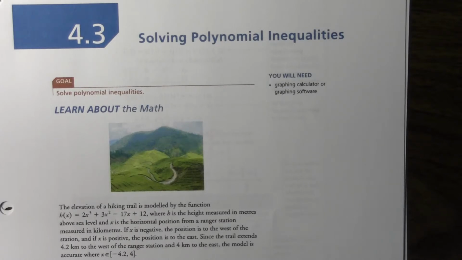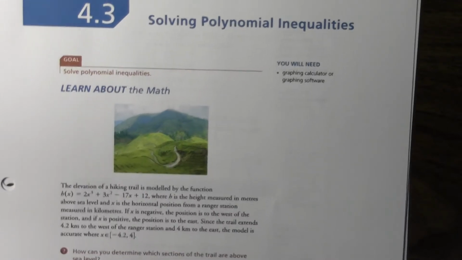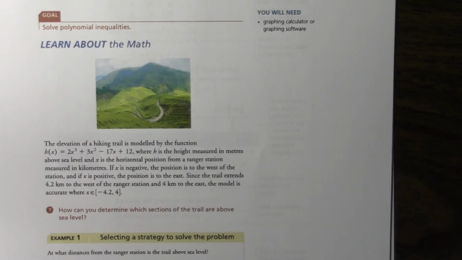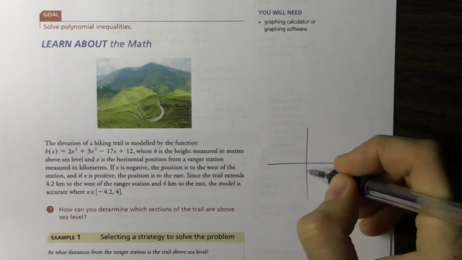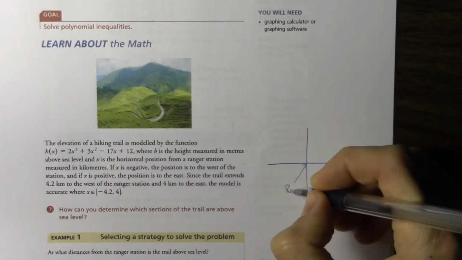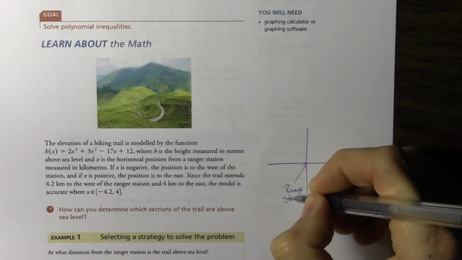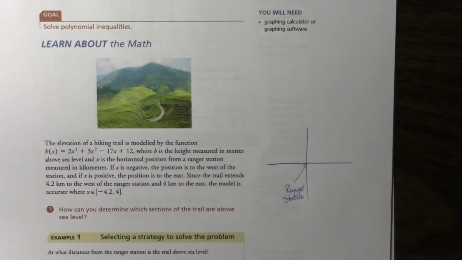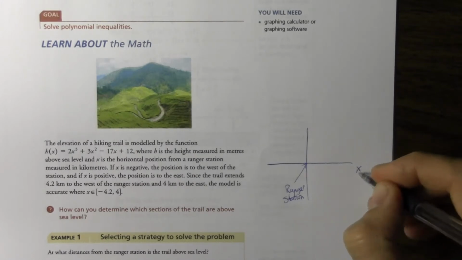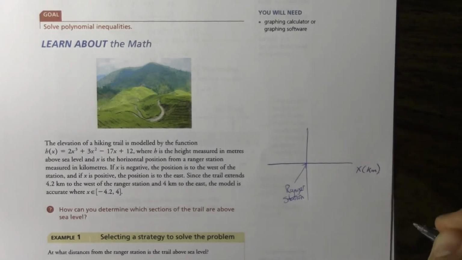Solving polynomial inequality. The elevation of a hiking trail is modeled by the function h of x equals 2x cubed plus 3x squared minus 17x plus 12, where h is the height measured in meters above sea level and x is the horizontal position from a ranger station measured in kilometers. If x is negative, the position is to the west of the station, and if x is positive, the position is to the east. Since the trail extends 4.2 kilometers to the west of the ranger station and 4 kilometers to the east, the model is accurate where x is between negative 4.2 and 4.